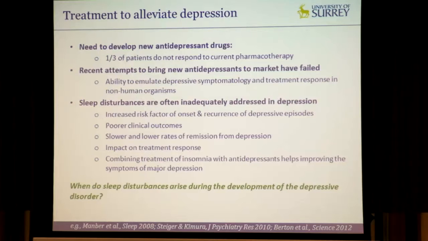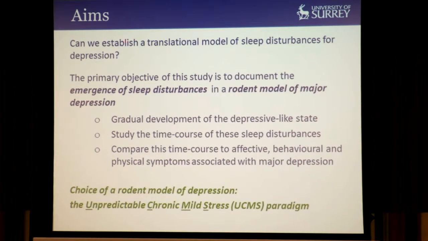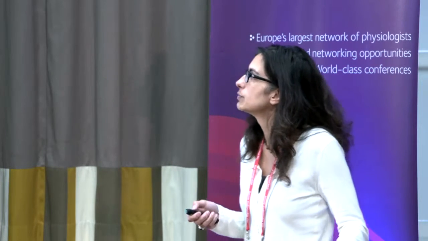But one of the major questions which is not answered by human studies is when the sleep disturbances arise with the development of the depressive disorder. And this is what we are aiming to do. Can we establish a translational model of sleep disturbances in depression?